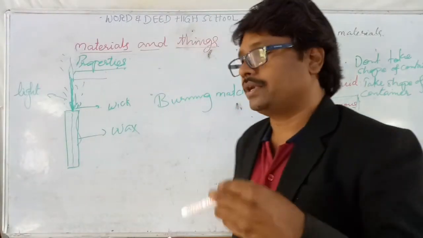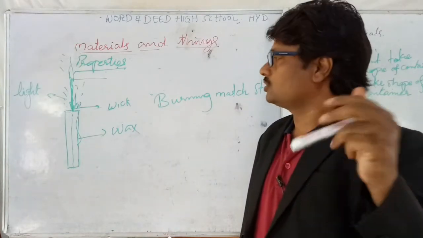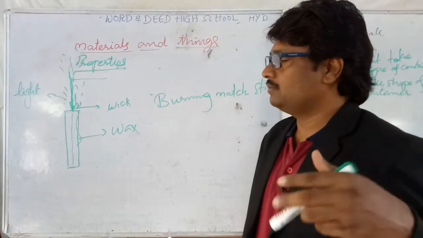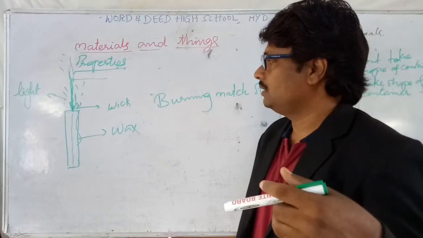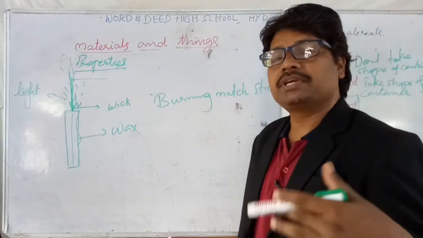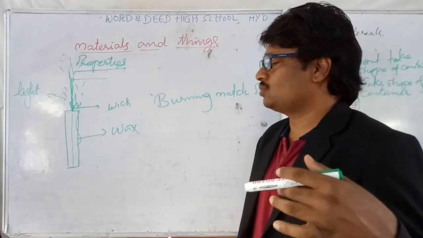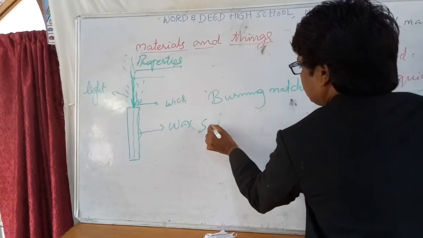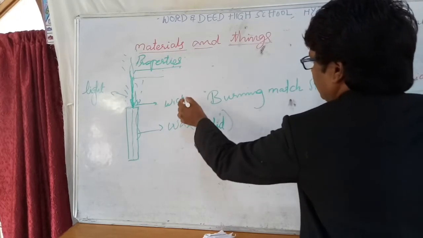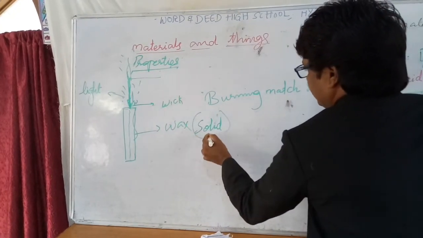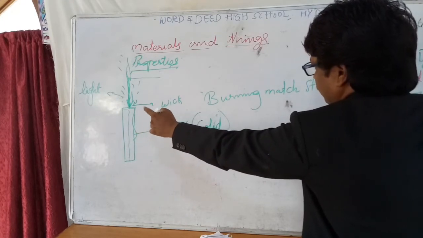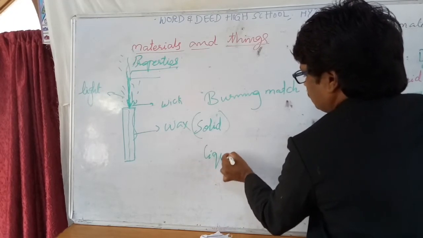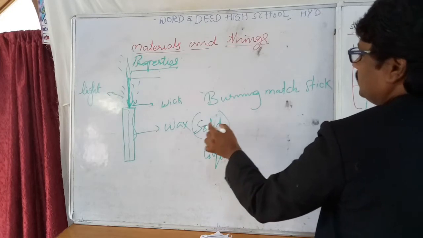Here in this context we can understand the smoke is a gaseous form of the material, and when the candle gives light, the wick is burnt and that gives light with the help of wax. Wax is becoming what? Liquid. The wax is in what state? Solid state. And the wick is also in solid state. When the candle is lighting, the solid wax becomes liquid. The materials are changing their states, you can understand.